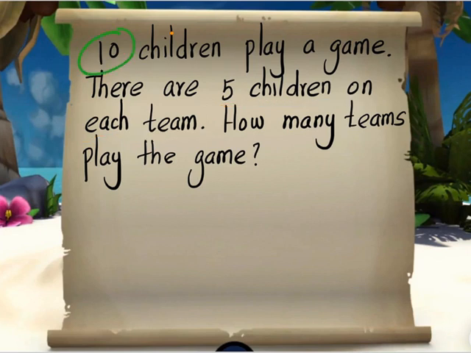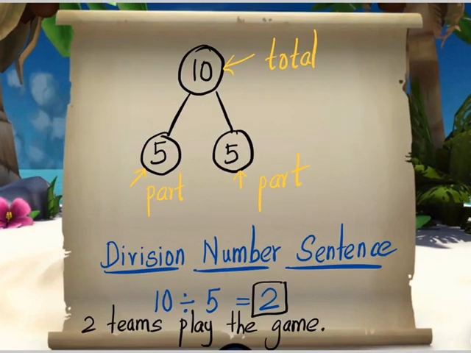In this problem, since the total and the size of each group are given, what we have to find is the number of groups. How many teams play the game? The solution of this problem should have a diagram, a division number sentence, and finally a statement.